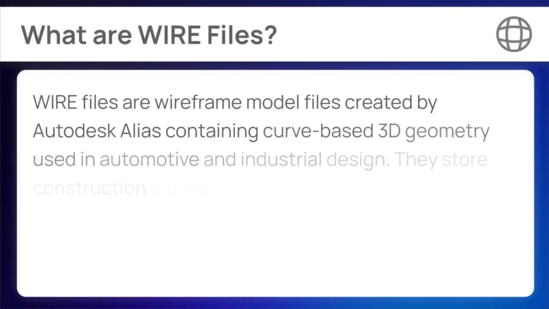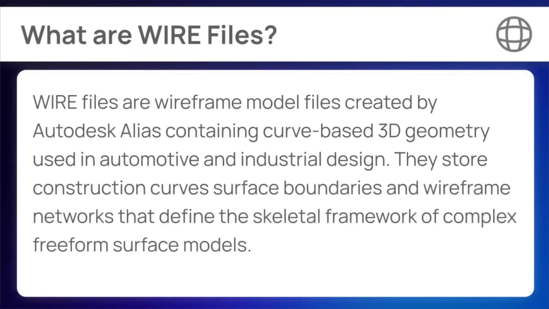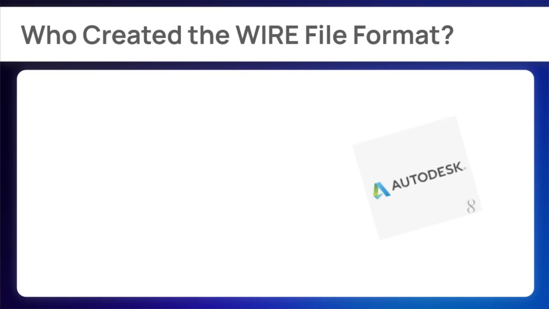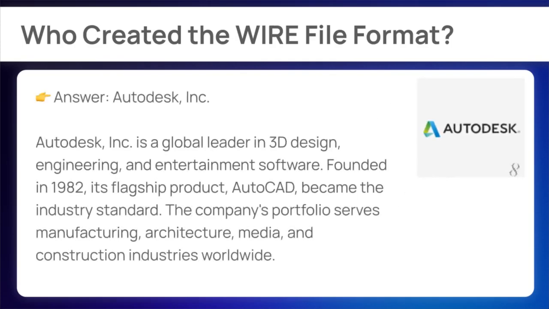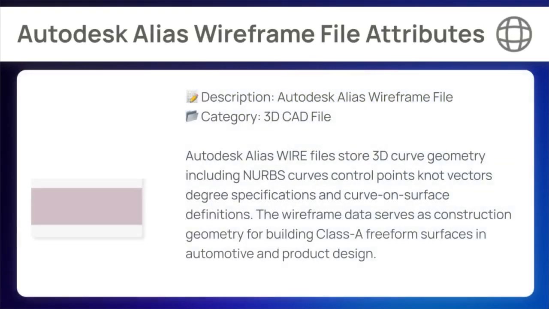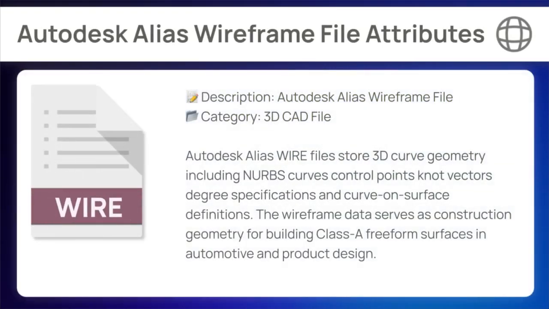WIRE files are wireframe model files, created by Autodesk Alias containing curve-based 3D geometry used in automotive and industrial design. They store construction curves, surface boundaries, and wireframe networks that define the skeletal framework of complex freeform surface models. Autodesk Alias WIRE files store 3D curve geometry, including NURBS curves, control points, knot vectors, degree specifications, and curve-on-surface definitions. The wireframe data serves as construction geometry for building Class A freeform surfaces in automotive and product design.